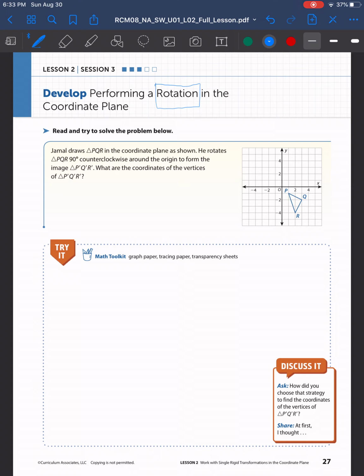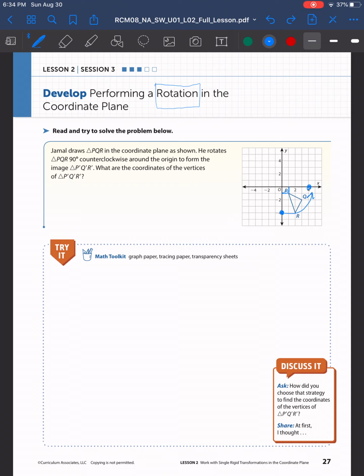Okay, Jamal draws triangle PQR on the coordinate plane as shown. He rotates PQR 90 degrees. Now remember, 90 degrees would be like, see how this is a 90-degree angle right here in that coordinate plane? It'd be like if I had this dot on -4, 0, or 0, -4, it would rotate exactly to here, because that's 90 degrees of a rotation. And then another 90 degrees would be 180, and so on for 360, okay?